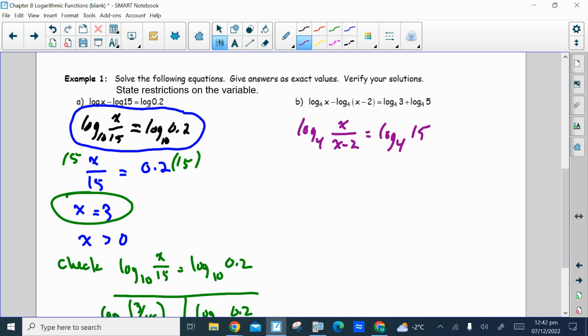And now we've got both sides expressed as a single log with the same base. The two sides are equal. We're told that right at the start, that the left and right side are equal. Well, if the log base 4 parts are the same, then the other parts have to be equal as well. So x over x minus 2 must equal 15, or 15 over 1.